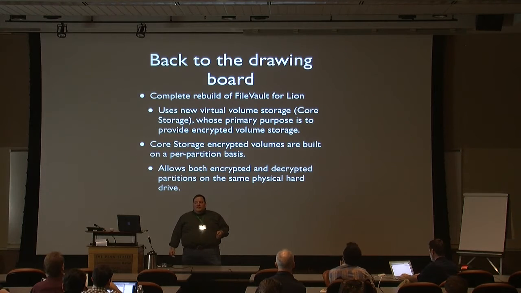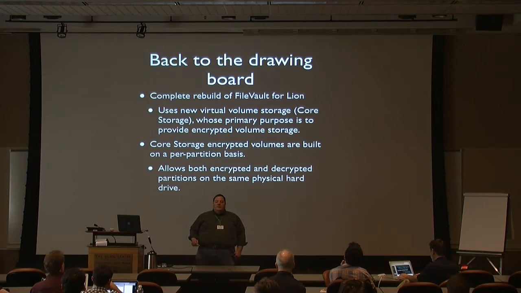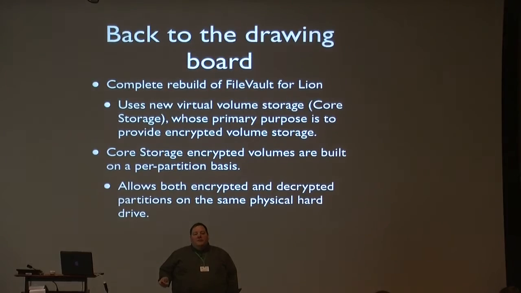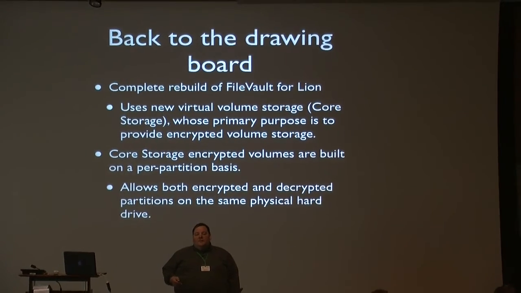Now, Apple had known about its customers' problems with FileVault 1 as it was designed, and they went back to the drawing board to provide a full disk encryption solution. Ultimately, this would require a complete redesign of FileVault from the ground up, basing the new FileVault 2 on an entirely new type of virtual volume storage, which Apple has named Core Storage. While you can make unencrypted Core Storage volumes, its primary use right now in 10.7 is to provide the encrypted storage for FileVault 2. Core Storage works on a per partition basis, so you can have both encrypted and unencrypted partitions on the same physical hard drive.